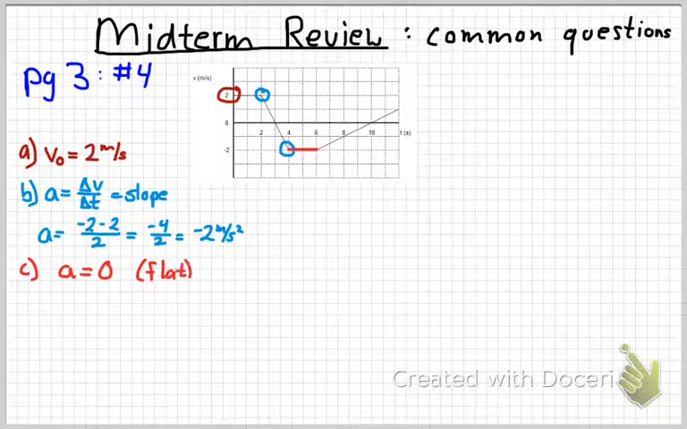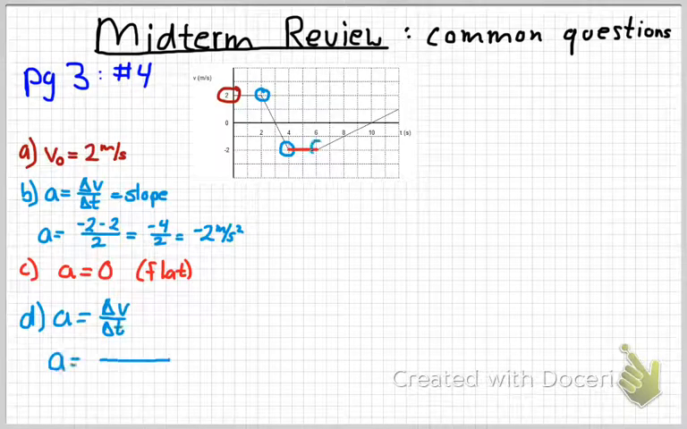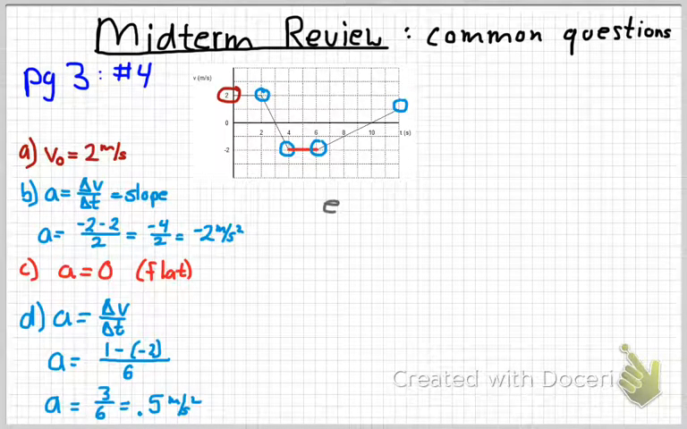Part C, what is the acceleration at t equals 5 seconds? Well, the graph is flat, so your acceleration will be 0. Part D, what is the acceleration at 10 seconds? Again, just find the slope. You would get 0.5 meters per second squared when you do that. Don't use the 10 seconds anywhere. Your time change is 6 seconds.